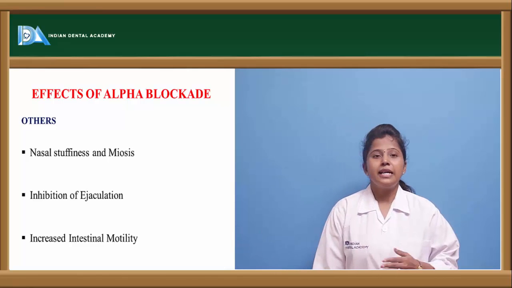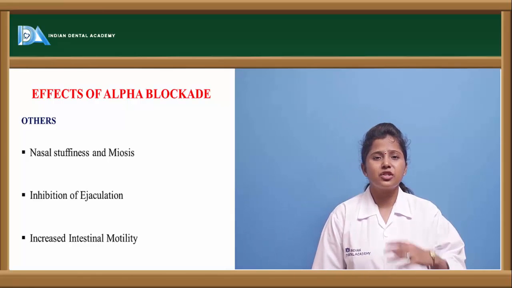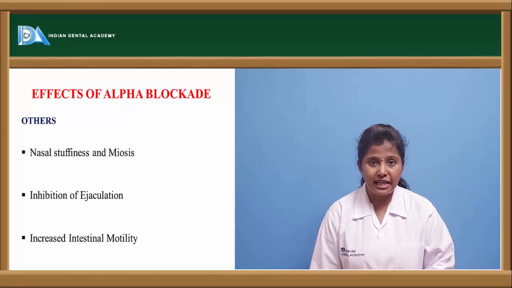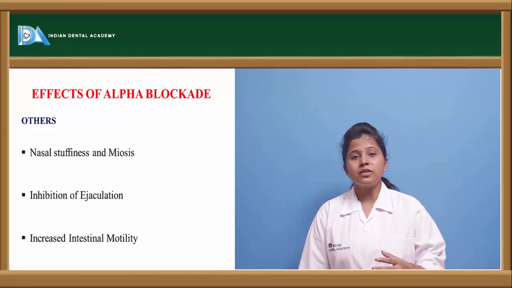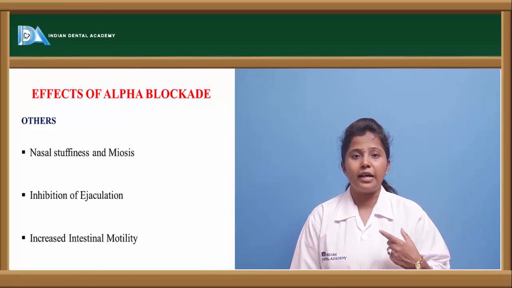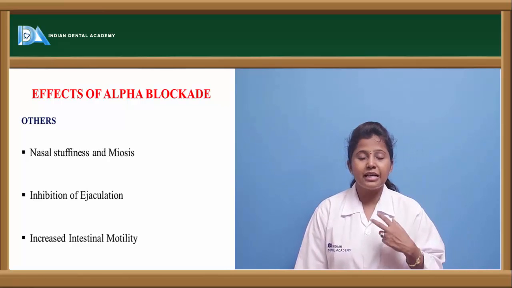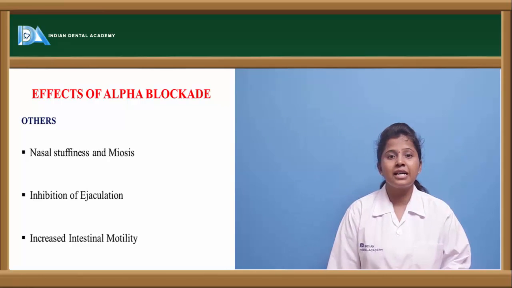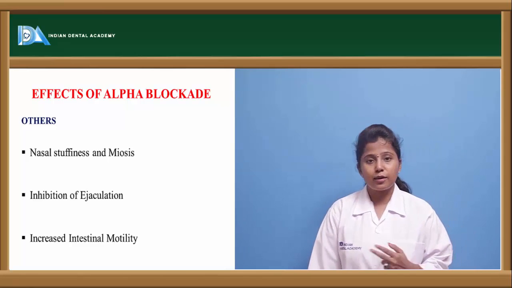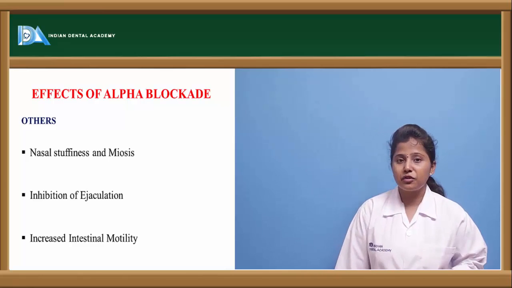So we can observe nasal stuffiness and miosis. Nasal stuffiness is nothing but nasal congestion. So there will be a block in the nasal cavity, whereby there will be difficulty in breathing. And miosis is a condition where there is excessive constriction of the pupil of the eye. So in the eye, if the pupil is mostly constricted, then the vision will not be proper and there will be various other eye disorders. So miosis is one of the effects caused because of the excessive alpha blockade, and inhibition of ejaculation.